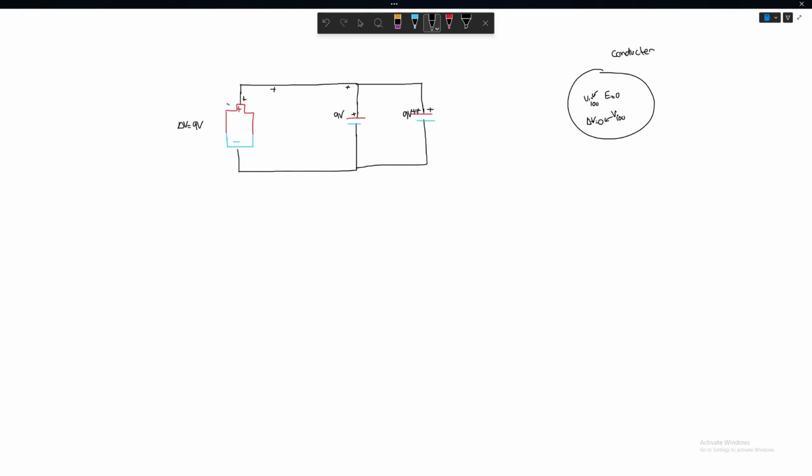And so, this is a conductor. This is also a conductor. And this is also a conductor. So that means if it's 9 volts here, then it's 9 volts here. And it's 9 volts on this plate.